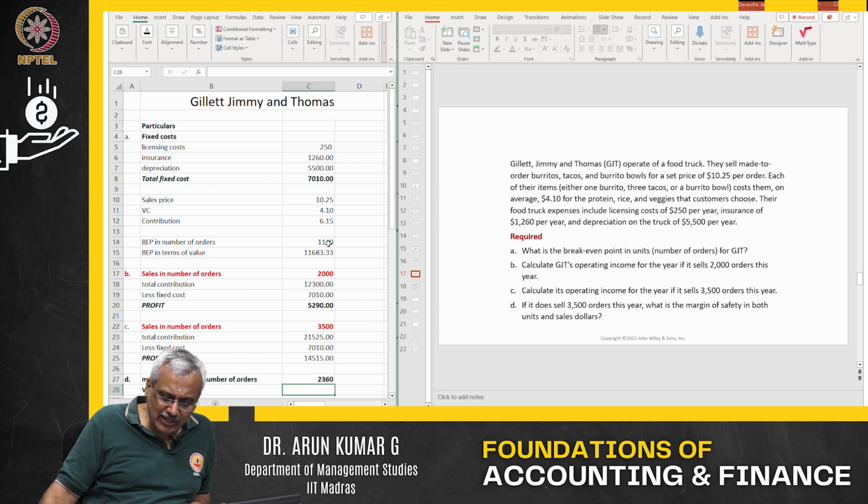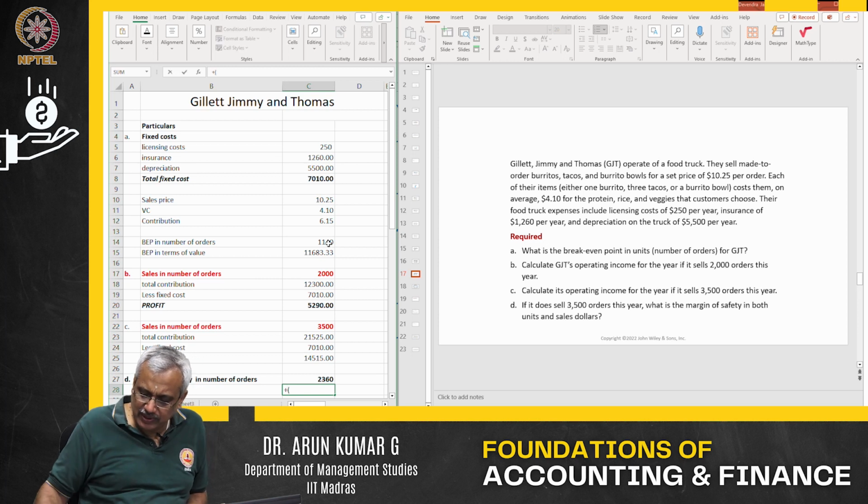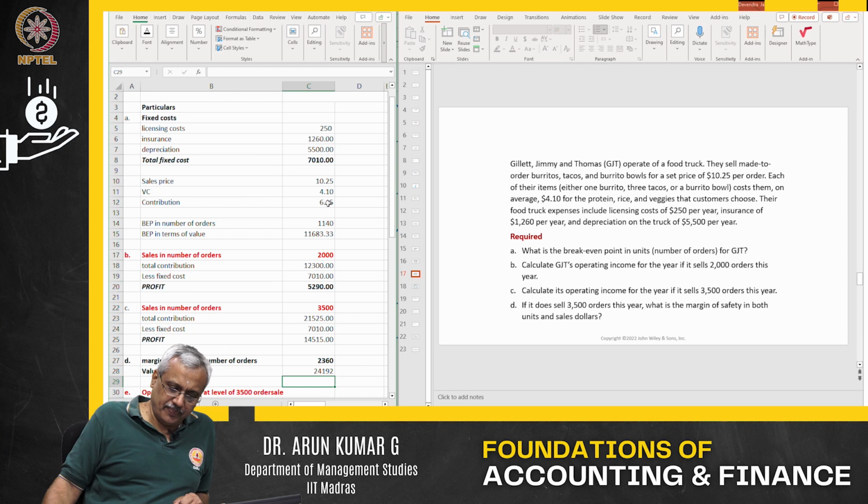In terms of value, very simple. I have my orders into the selling price per order, minus the break even number of orders into the selling price per order. That is going to give me the margin of safety in dollars in this case.